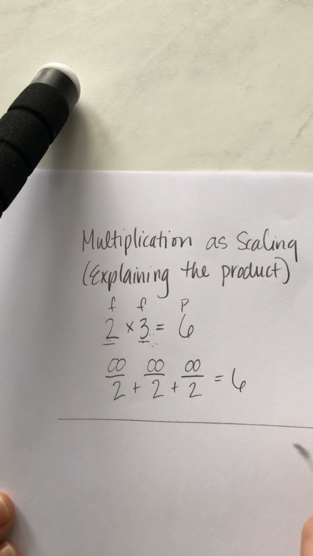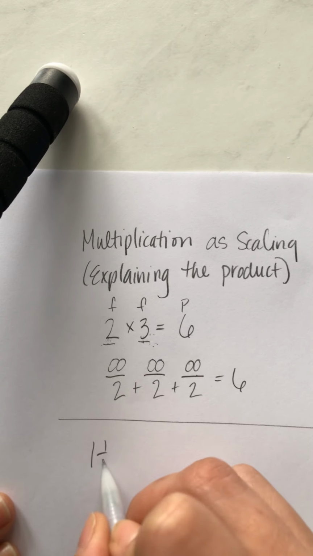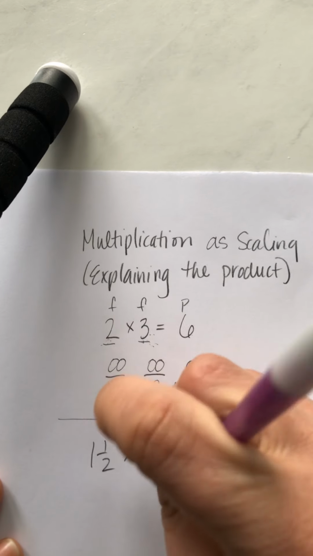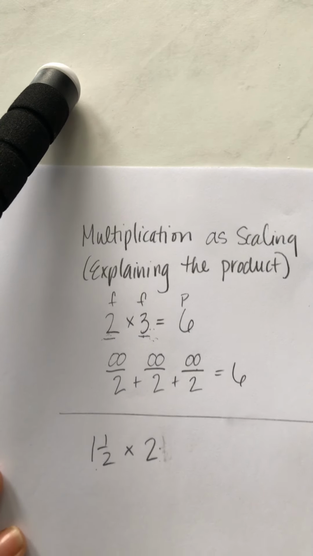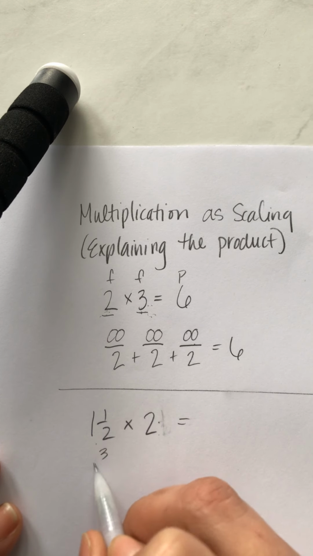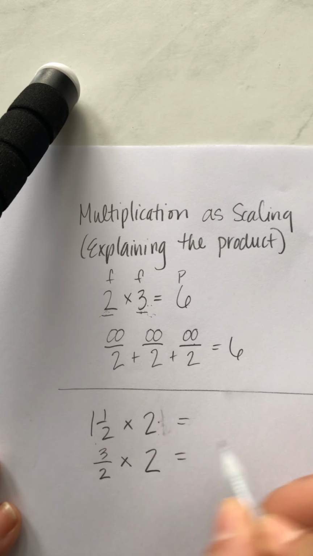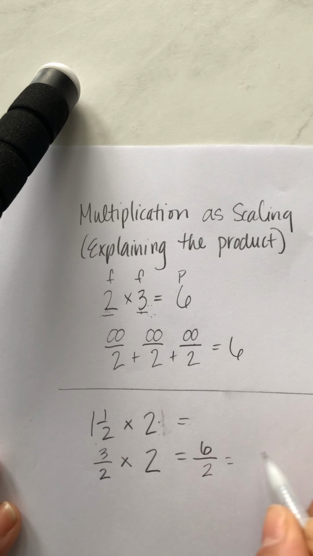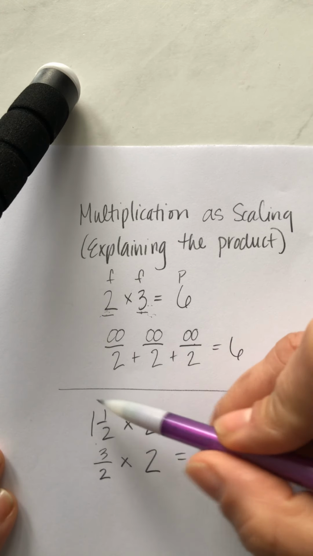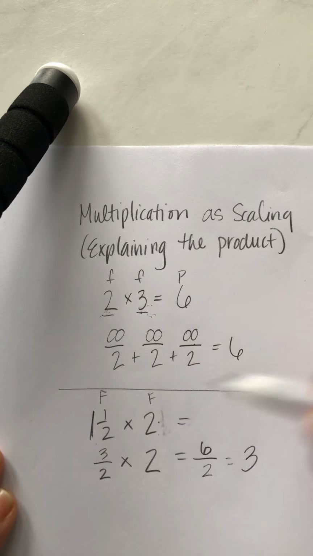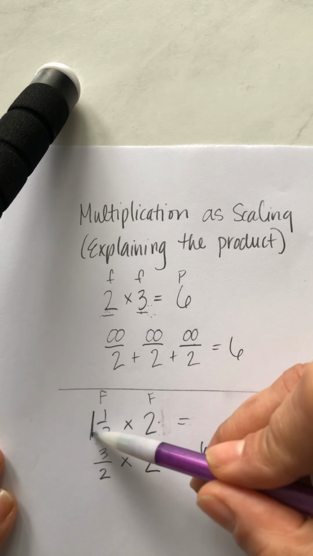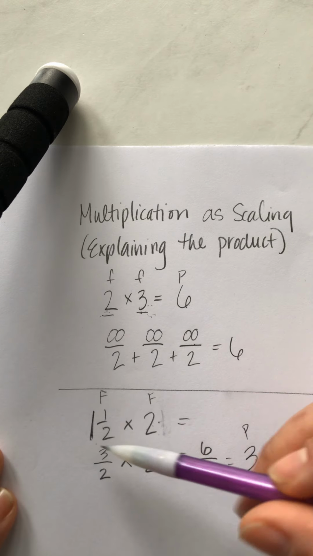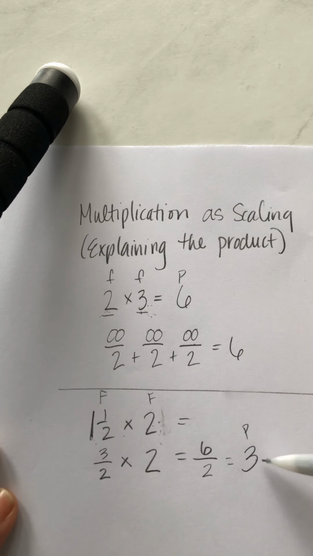So let's take a look at a mixed number. Let's do 1.5 times 2. So a mixed number times a whole number, right? We know that 1.5 is also equivalent to 3/2, times 2. This is going to equal 6 over 2, which equals 3. Now again, this factor right here and this factor right here are both greater than 1, correct? So your product is going to be greater than both those factors. This is the product.